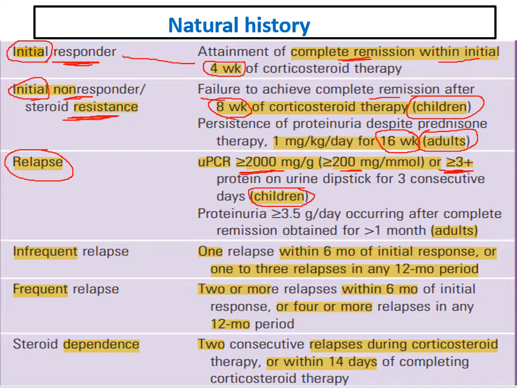In adults, I can define this adult as having a relapse if I found proteinuria more than 3.5 gram per day that occurred after complete remission for more than 1 month. These relapses can be infrequent or frequent.